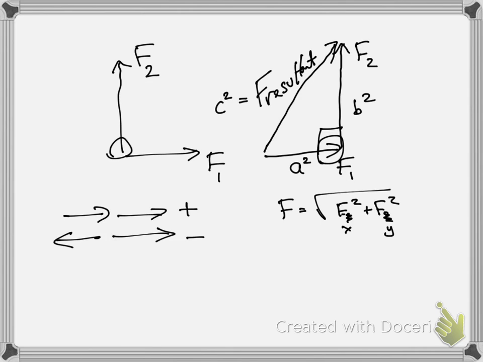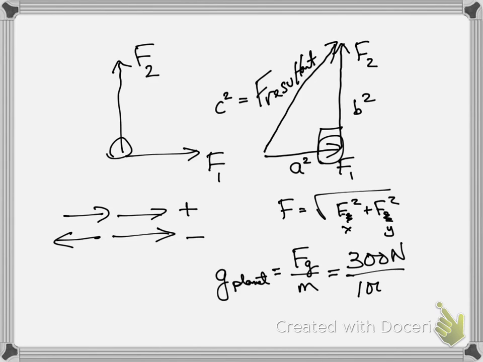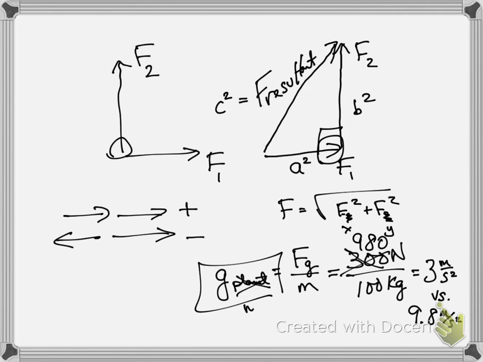Oh, one last thing. If you want to know what g is, say on another planet, you would do Fg divided by m. So let's say you go to the moon and you weigh 300 newtons. But on Earth, your mass is 100 kilograms. We'll make the math easy. That means g must be 3 meters per second squared on the moon versus 9.8 meters per second squared on Earth. So on Earth, you wouldn't weigh 300 newtons, you'd weigh 980 newtons. So that's just a way to find what g is on another planet or a moon or something like that.